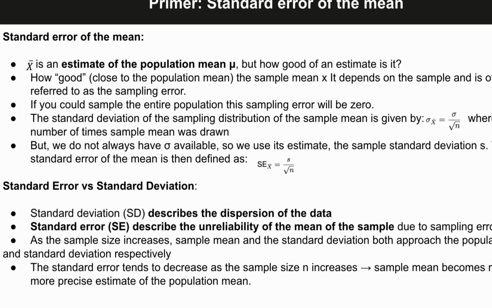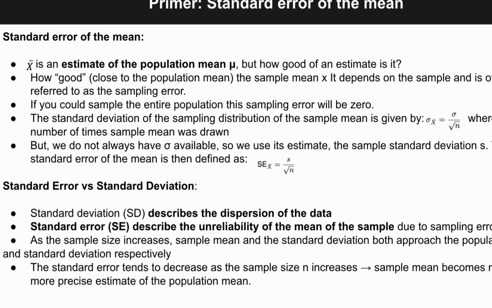We'll not discuss it in this class, but you can assume that if you are taking out a sample of size n, then the overall deviation that you will see is going to be sigma by root n. Since we don't have sigma available, we can use its estimate, the sample standard deviation S, and the standard error of the mean is simply S by root n. So we'll see all of this in an exercise and it will become clear.